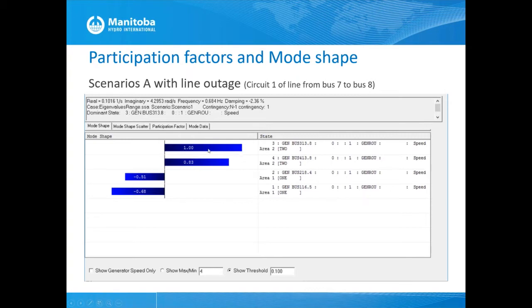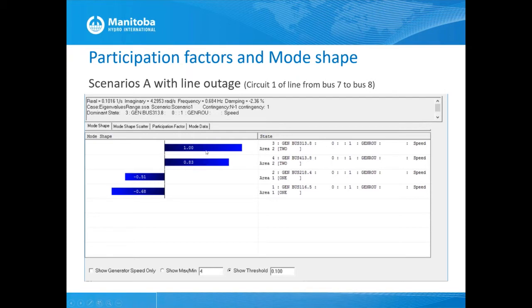And you can also see the shape of the mode. Generator 3 and 4 in area 2 are oscillating against generator 1 and 2, which are in area 1. And here you see the normalized participation factor. So 1.83, 0.51, and 0.68. Minus is because it is oscillating against this.